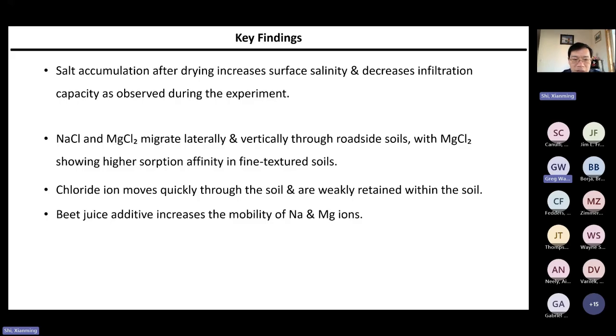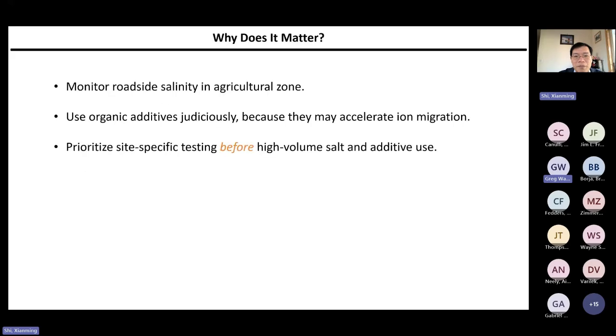And chloride ions, however, move very quickly. They're smaller, they're more mobile and highly soluble. So basically, any retention within the soil is negligible. So they move really fast through the soil columns. And then beet juice additive increases the mobility of sodium and magnesium ions, which honestly is a surprise to us, but the data shows. Why does it matter?